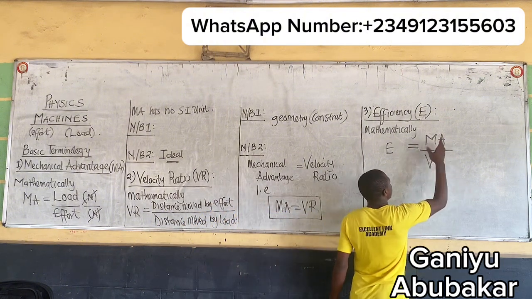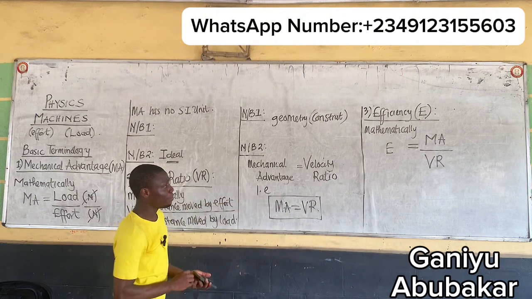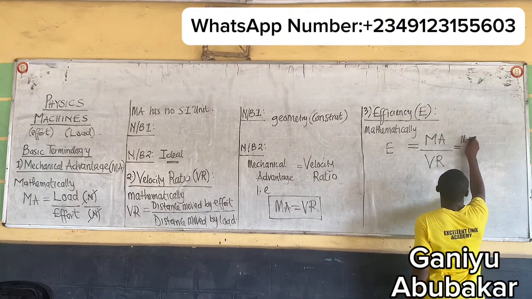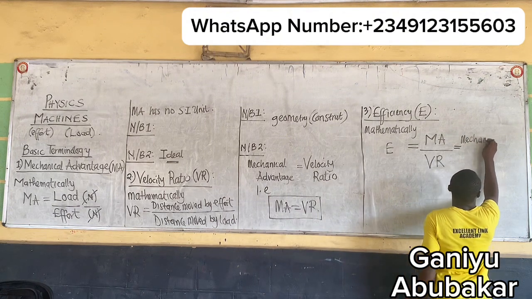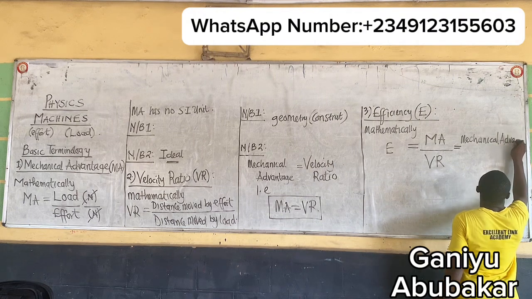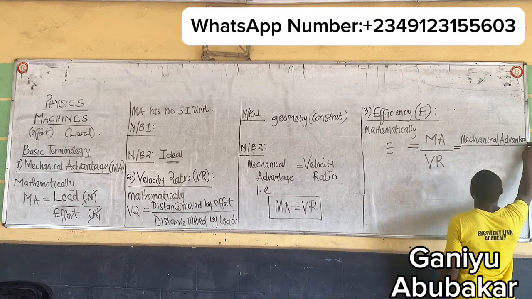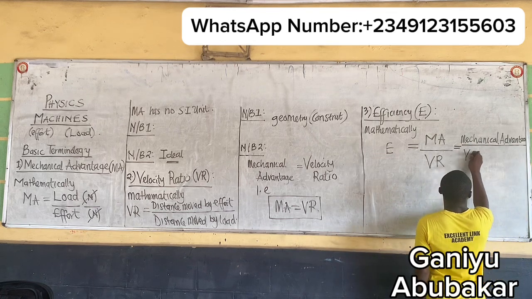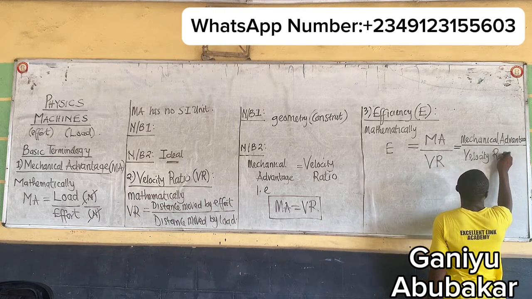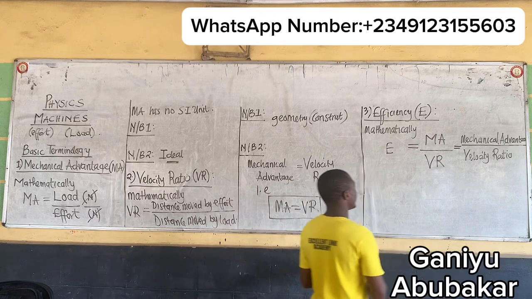Please bear in mind MA over VR. MA signifies mechanical advantage, all over the velocity ratio. All right, so I have this here.